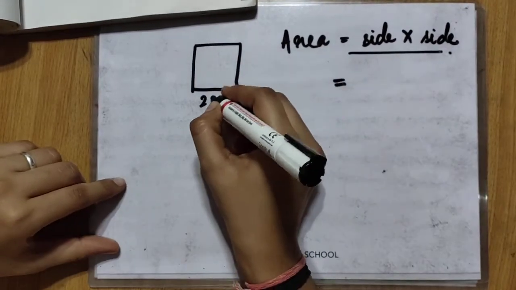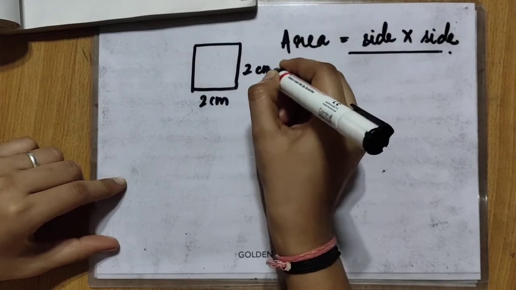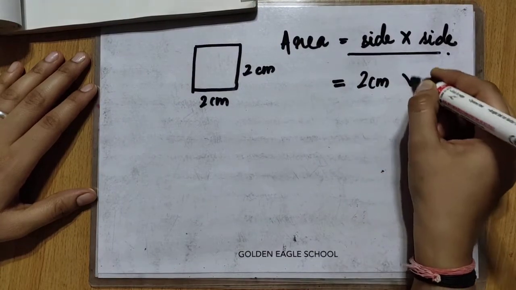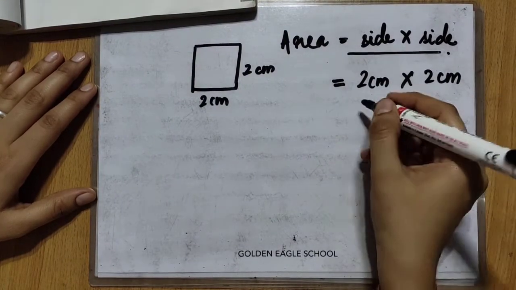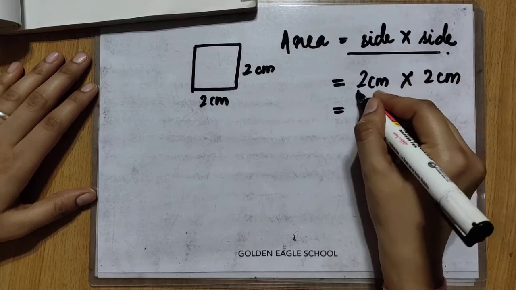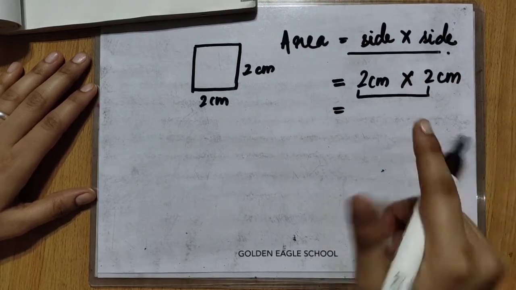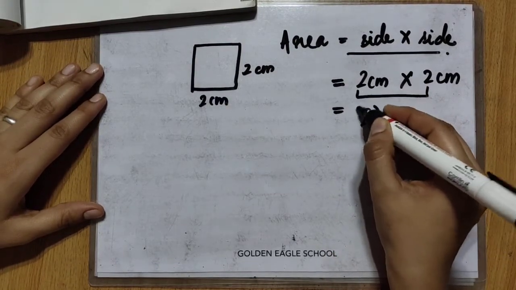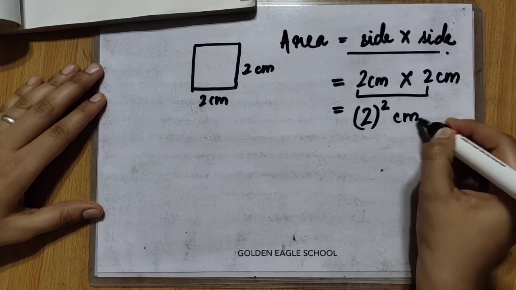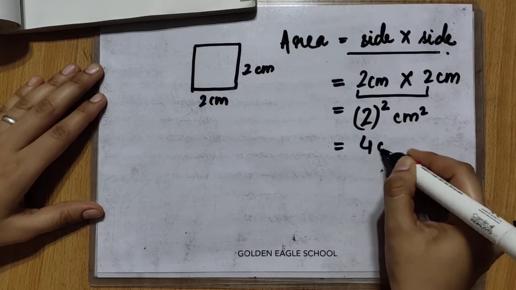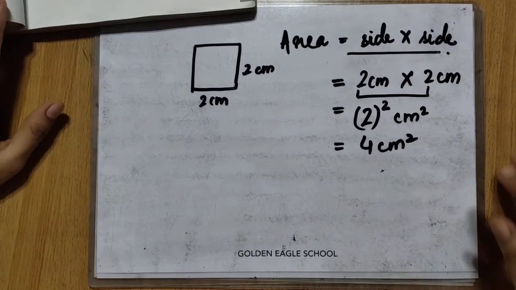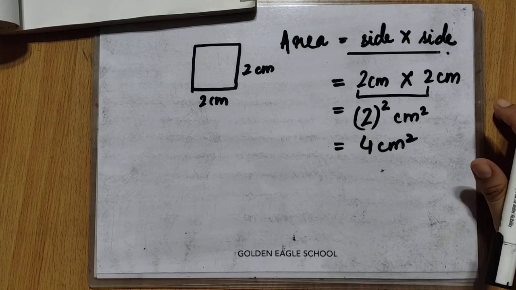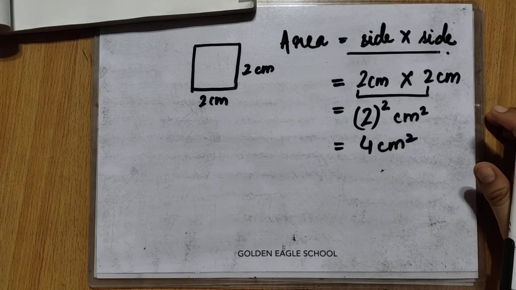For example, let us take a square where both sides are 2 centimeter. So the area will be 2 centimeter into 2 centimeter. That means we are doing the square of the number. Whenever we multiply a number 2 times, we are doing the square of the number. So this will be 4 centimeter square. Whenever a number is multiplied 2 times, or multiplied to itself, it is known as the square of a number.